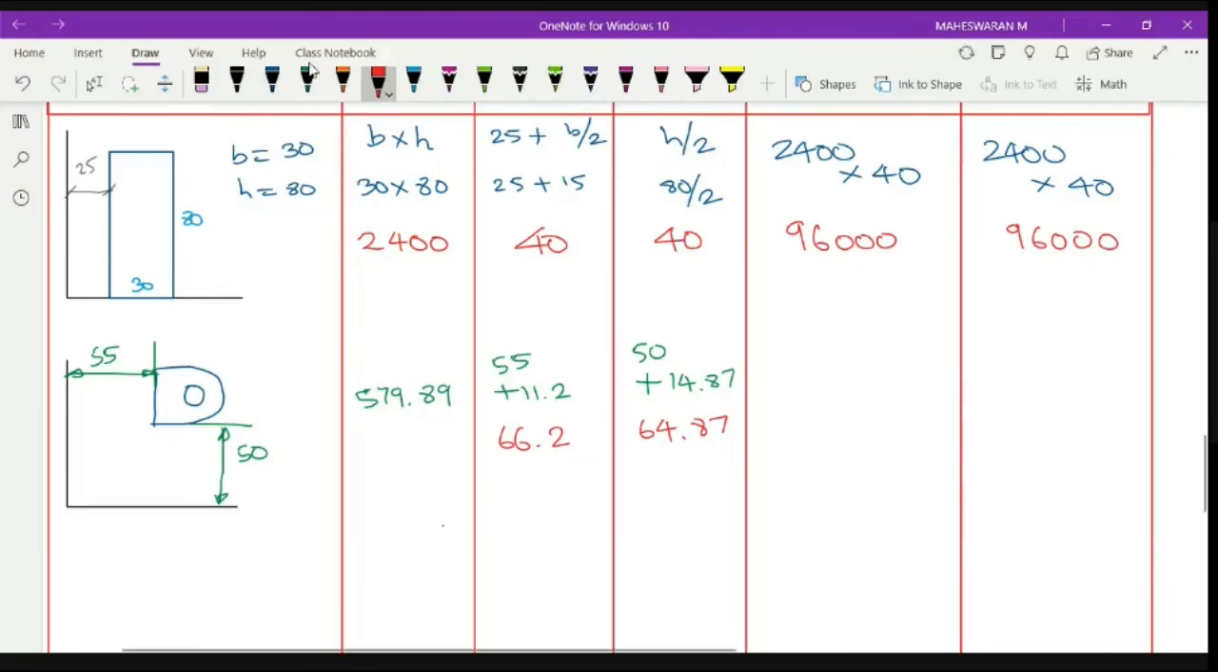Now multiply these to find out the values. So 579.89 into 66.2. Similarly, 579.89 into 64.87. So what are the values you are getting?